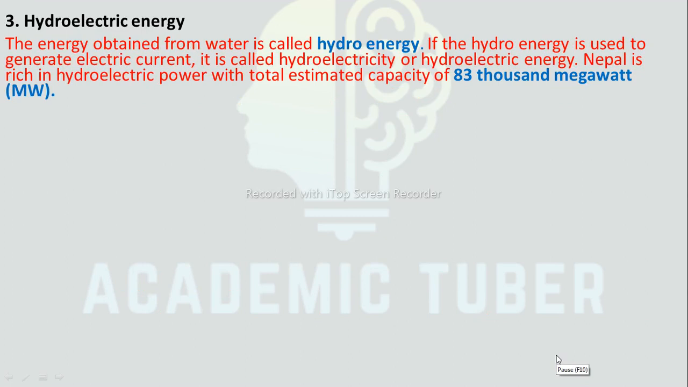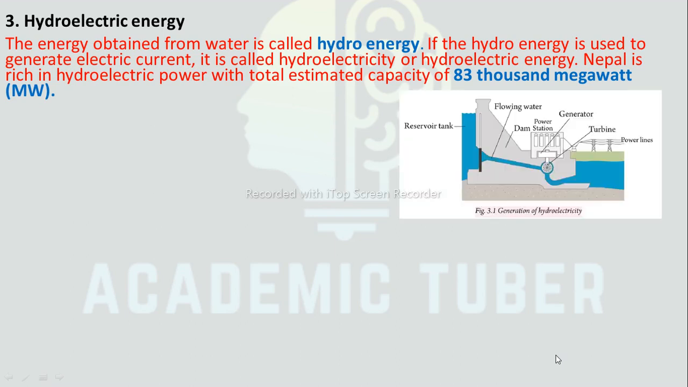Hydroelectric energy. We know that the energy obtained from water is called hydroenergy, and if the hydroenergy is used to generate electric current, it is called hydroelectricity or hydroelectric energy. Nepal is rich in hydroelectric power with a total estimated capacity of 83,000 megawatts.